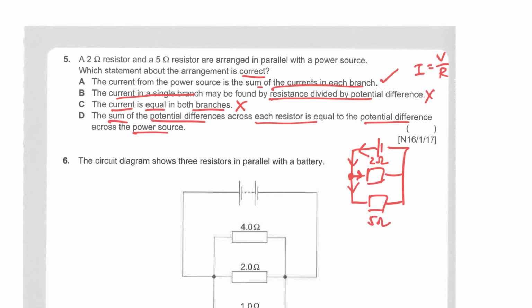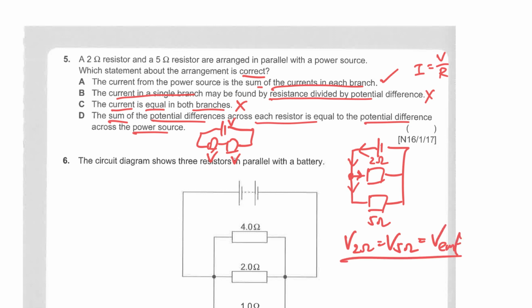That is only true if these two are connected in series. The V here plus the V here is equal to the EMF. But for this case, you should know that they are parallel. The potential difference across the 2 ohm resistor and the potential across the 5 ohm resistor are the same. And since they are parallel to the battery, the EMF will be equal, okay, not the sum.